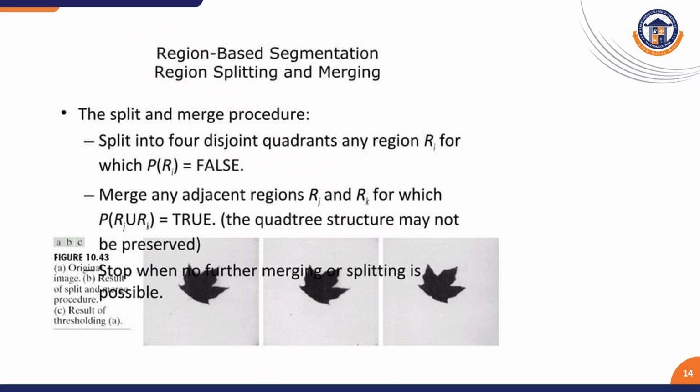Any region Ri for which P of Ri equals false is split. Merge any adjacent regions Rj and Rk for which P of Rj union Rk equals true. The quadtree structure may no longer be preserved. Stop when no further merging or splitting is possible.